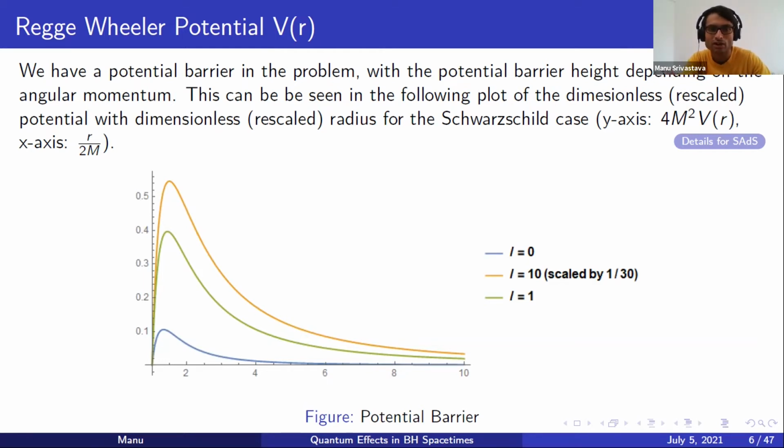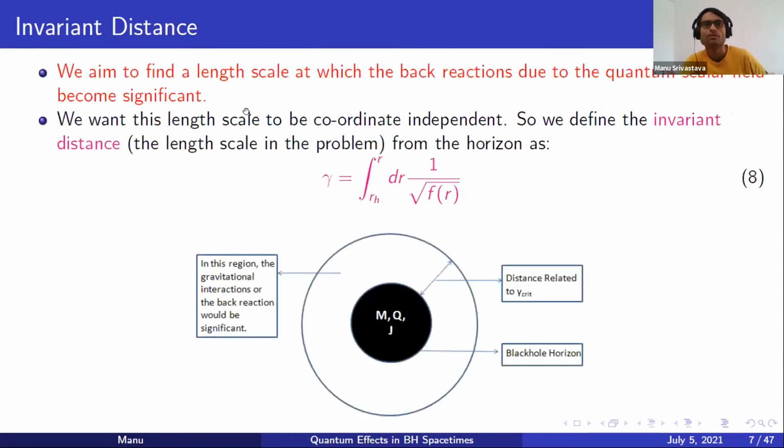So we have the background spacetime now, and we have introduced a scalar field. I said the aim of the work was to find the width around the region where the back reaction of the quantum field will become significant. We want this length scale, or this width, to be coordinate independent. So we express it in terms of the invariant distance, which is given by equation 8. This invariant distance is from the location of the horizon to a particular r. And we will study this width in terms of this gamma, which is the invariant distance.